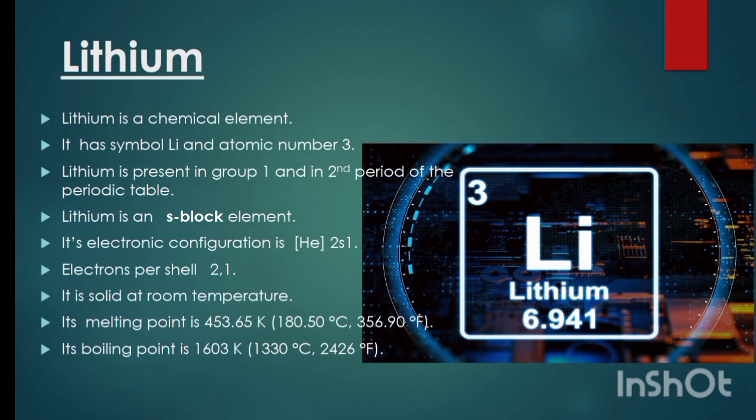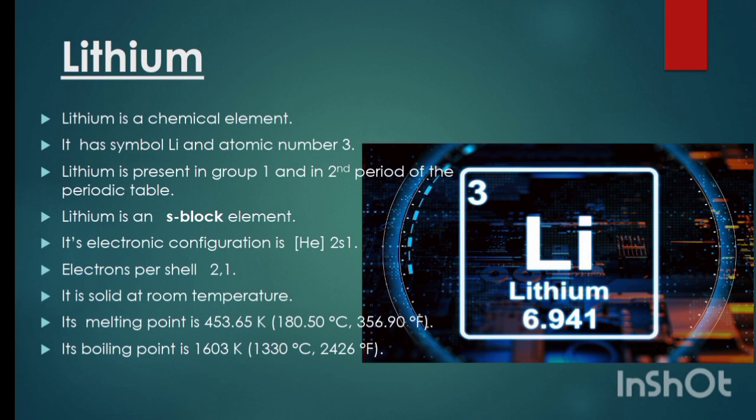We will discuss lithium and cobalt, and next we will see the working of lithium-ion batteries. So, what is lithium? Lithium is a chemical element. It has symbol Li, atomic number 3, and its mass number is 6.9. Lithium is present in group 1 and period number 2 of the periodic table. Lithium is an s-block element. Its electronic configuration is given.